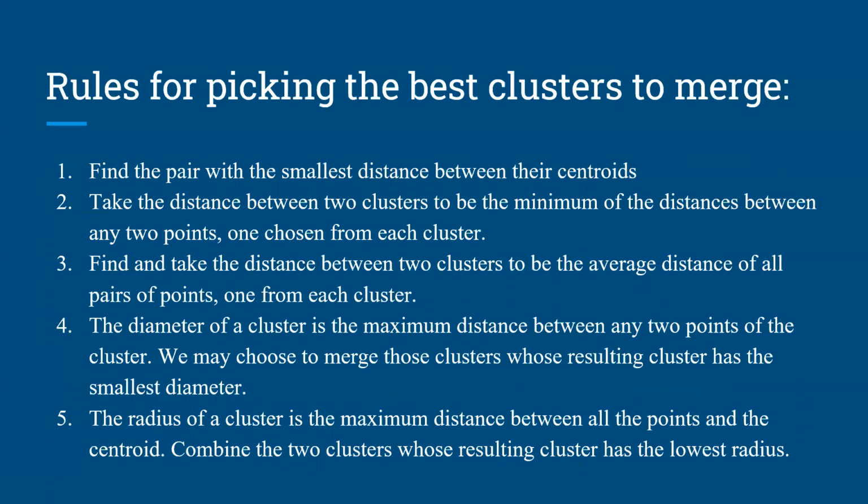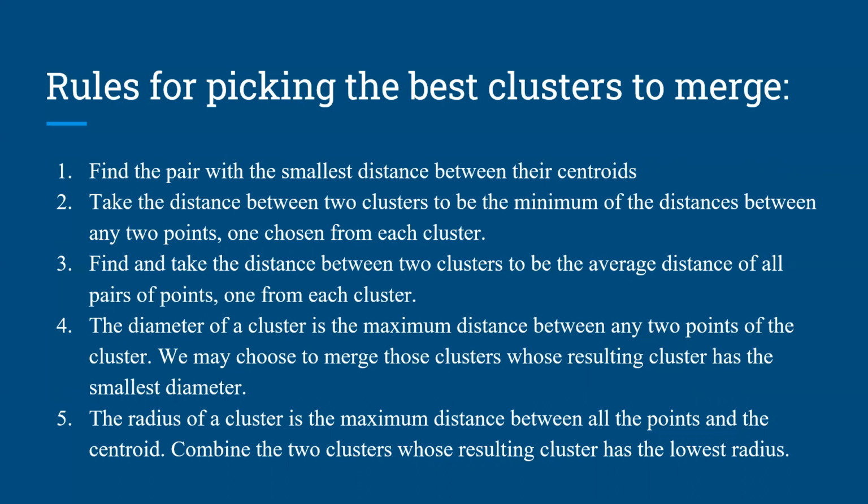The next point is that when it comes to cluster merging, we have some set of rules that we need to keep in mind. First, we need to find a pair with the smallest distance between their centroids. The second rule we can take into account is taking the distance between two clusters as the minimum distance between any two points, one chosen from each cluster. In the third rule, we can take the average distance over pairs of points, one from each cluster. The fourth approach will be selecting the diameter, where the diameter is the maximum distance between any two points.